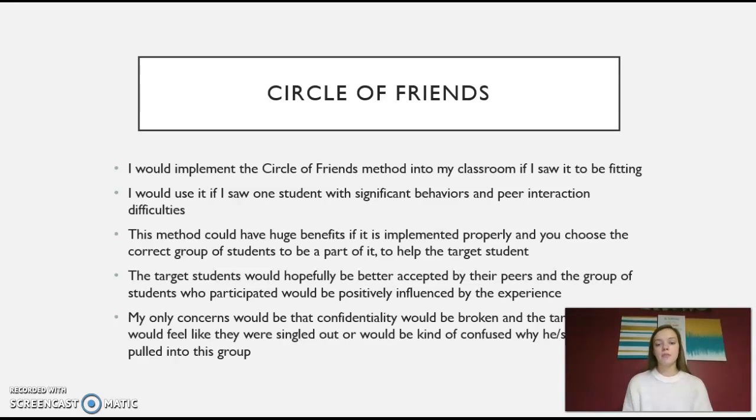My only concern about this would be that confidentiality would be broken, and maybe one of the students in the group would share with another student in the class who the student was and what they were doing, and that target student might feel like they were being singled out or be confused as to why he or she was being pulled into that group. Overall, I think circle of friends would be a really positive method to use, though.